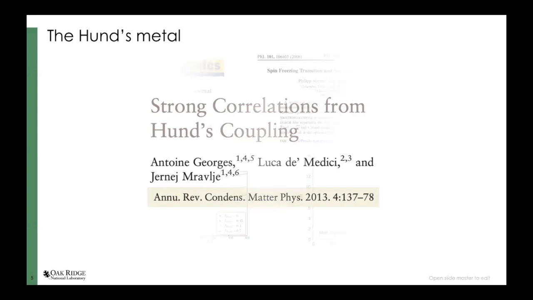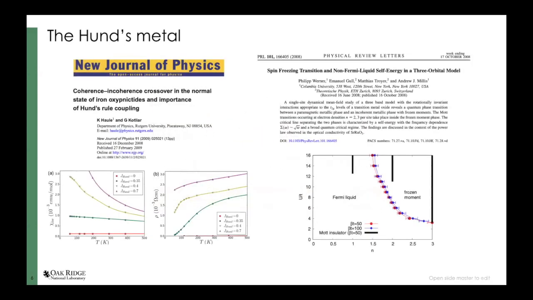But there are a few very interesting papers, very interesting to me at least, that I think deserve mention here. One is Christian and Gabi's paper from 2008, where they basically studied the Hund's effect in iron-based superconductors. They found the so-called coherent-incoherent crossover, and they found the dominant role of Hund's coupling.